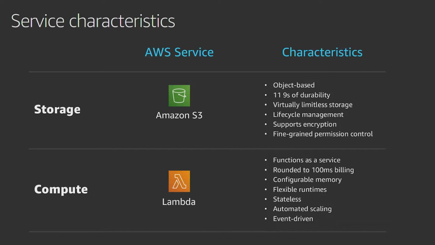Lambda is our functions as a service offering at the heart of the AWS Serverless portfolio. It provides 100 millisecond billing, so you're charged for the length of time you use the service. You can configure memory, which also controls the amount of virtual CPU available to your code. It also supports a number of runtimes, including Node.js, Python, .NET, Go, and Java, and you can bring your own runtime too. We have people using PHP, Perl, and even COBOL. It's stateless and scales automatically, and it's event-driven.